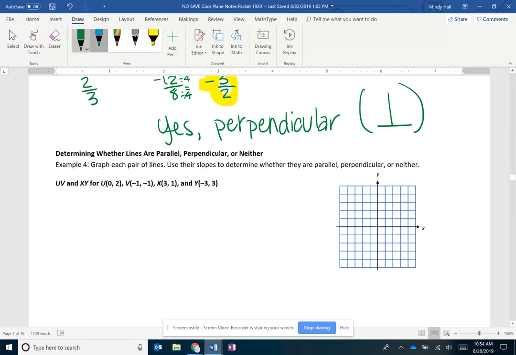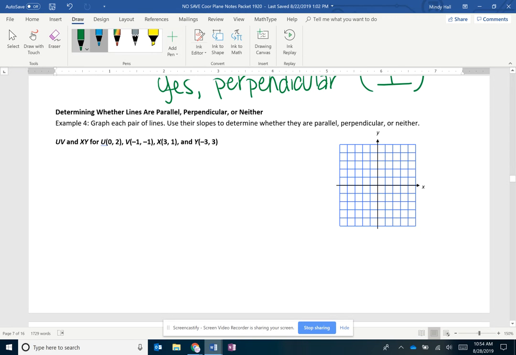So when we are determining whether lines are parallel, perpendicular, or neither, you still want to graph it just to see it, but just know that you can't assume anything based off of your graph. So we have 0, 2, which would be right here, and then -1, -1. And then we have X is at 3, 1, and Y is at -3, 3. So although it may seem like they're perpendicular, you do always have to verify it.